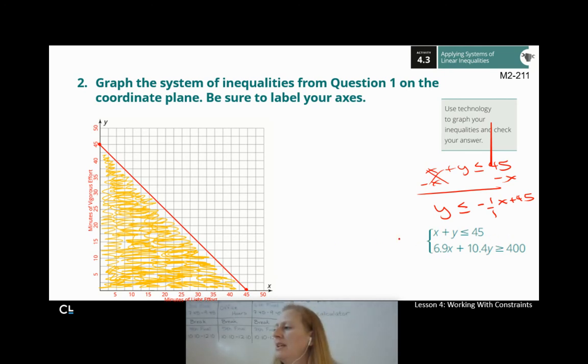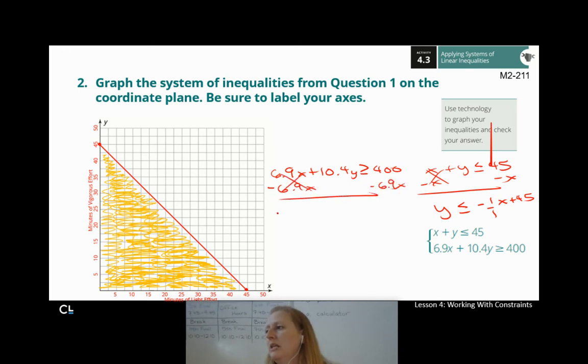Let's look at the other one. The other one's messier. That's all right. We'll survive it. 6.9x plus 10.4y is greater than or equal to 400. So I'm going to go ahead and subtract my 6.9x on both sides. This is not going to be pretty. 10.4y is greater than or equal to negative 6.9x plus 400. Divide by 10.4. Again, not pretty, but we're going to make this work, okay?